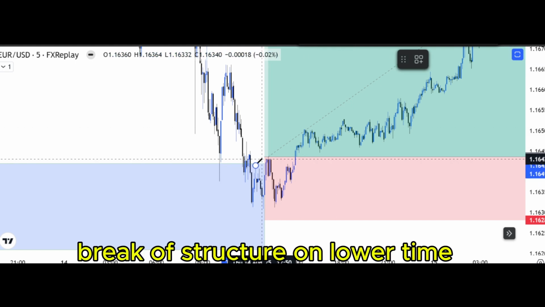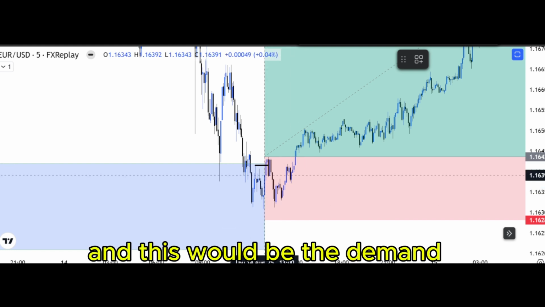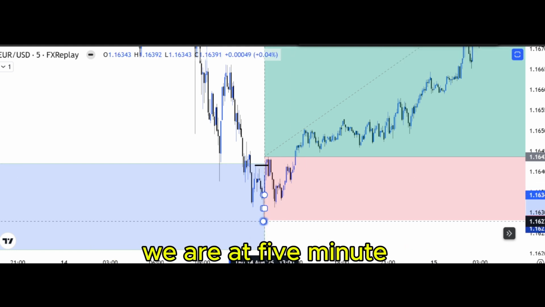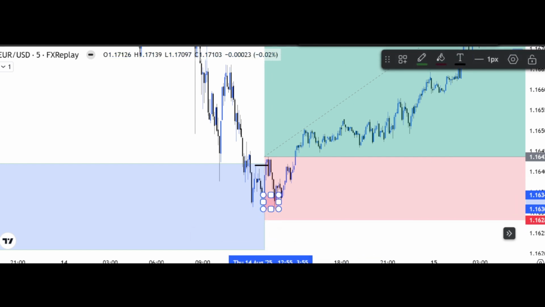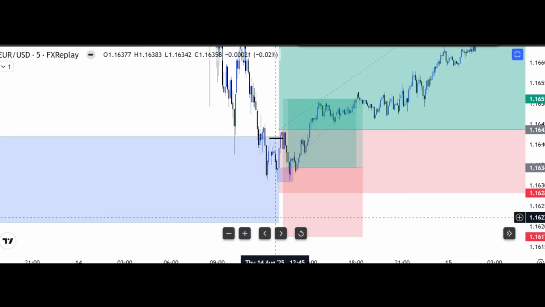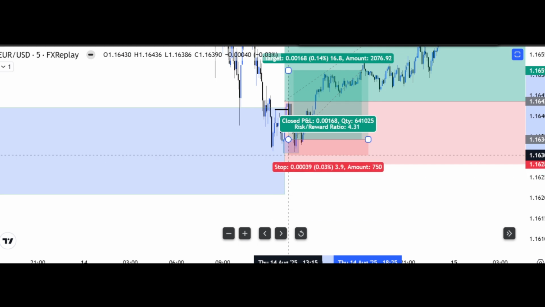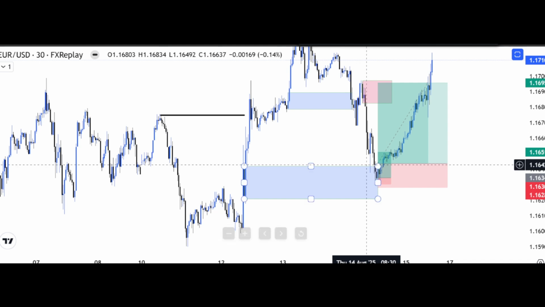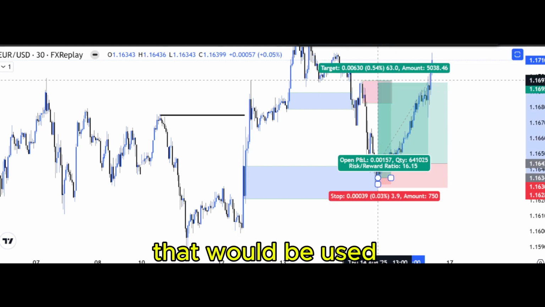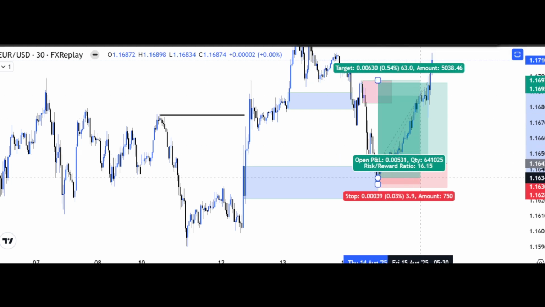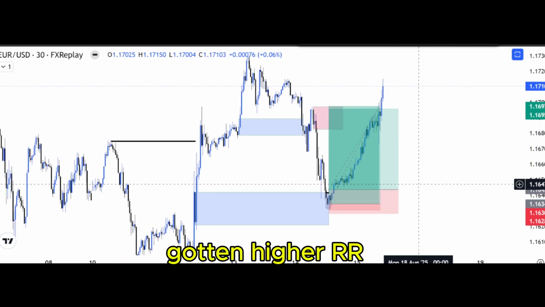This is our first breakout structure on lower time frame, and this would be the demand you would enter on lower time frame. We are at 5 minutes. Target, same thing. The fake supply that would be used to induce the sellers. As you can see, you would have gotten higher RR.